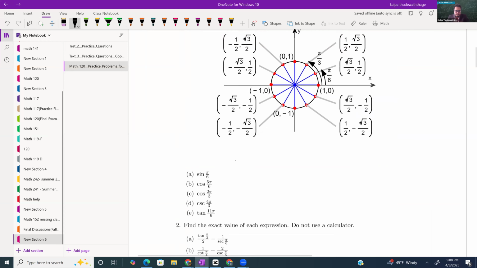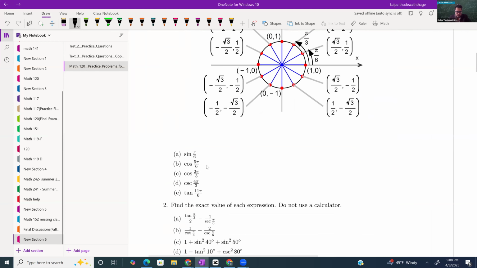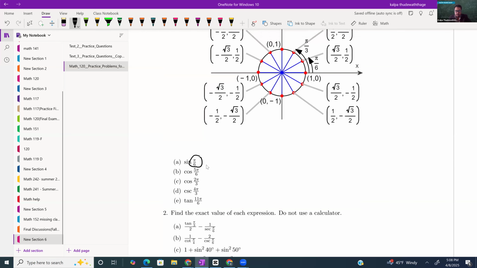First, you look at the angle given here. So this is pi over 6, which is 30 degrees. And you can see this is the angle you travel, pi over 6. And you know the first coordinate is cosine, second coordinate is sine. That's true for any point. Okay. So sine is your second coordinate. So sine pi over 6 is half. Okay. Cosine pi over 6.